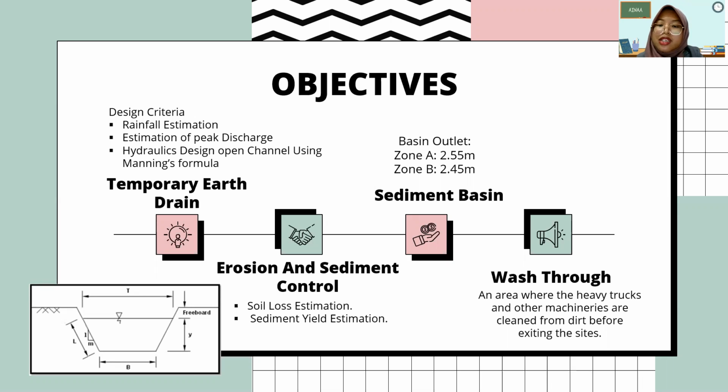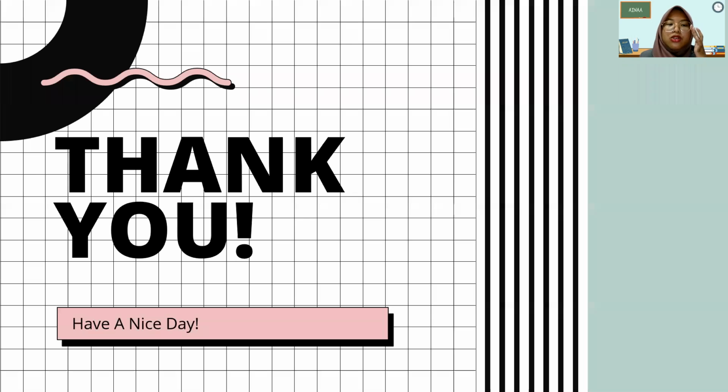So the next one is the sediment basin design. The basin outlet for zone A is 2.55 meter and zone B is 2.45 meter. Okay, the last one is wash through. A wash through is an area where heavy trucks and other machineries are cleaned of dirt when exiting the site. It is also to prevent sediment from the body and tires of those machineries from being tracked and transported onto public roads.